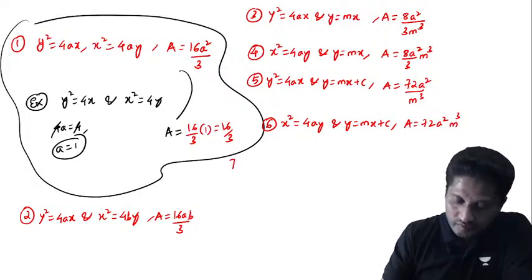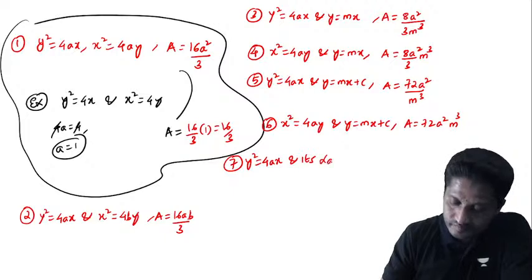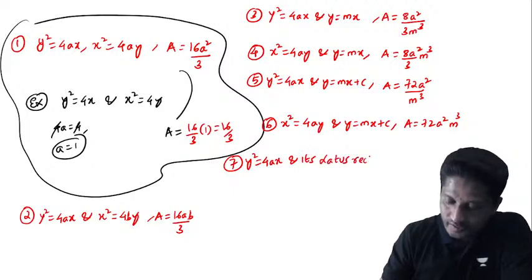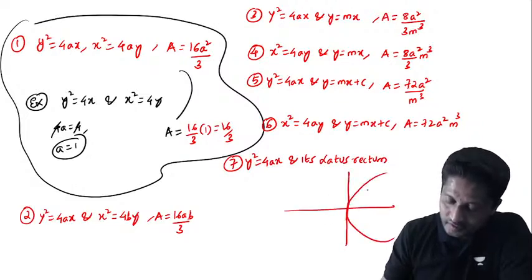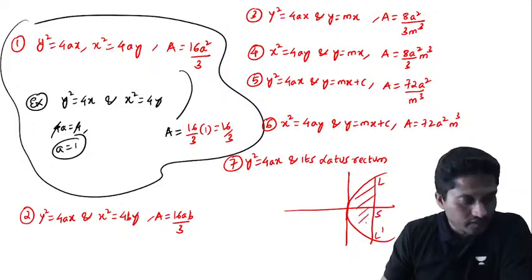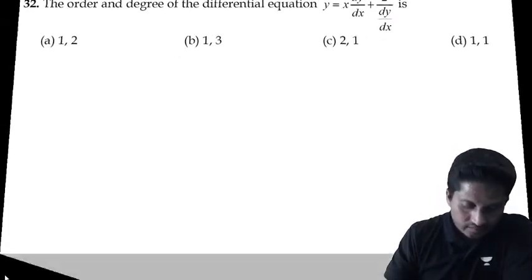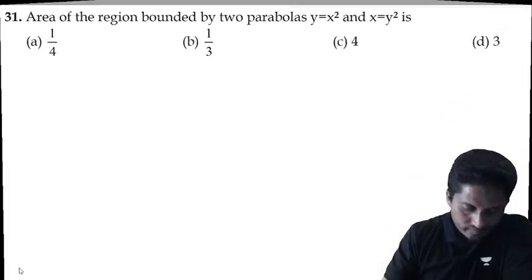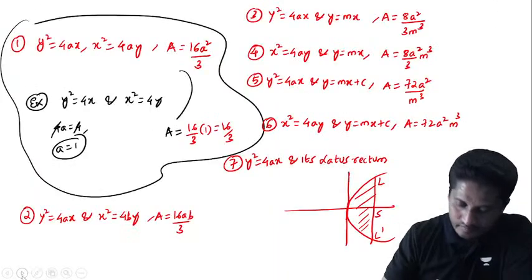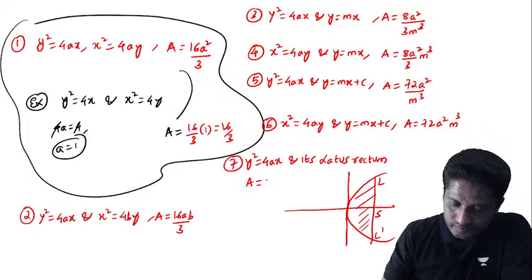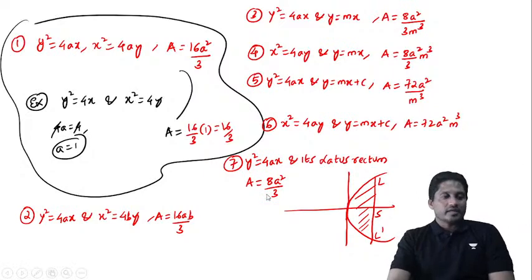And the last one, suppose y square is equal to 4ax, the area bounded by the parabola and its latus rectum, it should be like this. The chord drawn from the focus perpendicular to the axis is called the latus rectum, this L S L dash. The area bounded by the parabola and its latus rectum will be equal to 8a square by 3. Know all these time saving results, very useful.